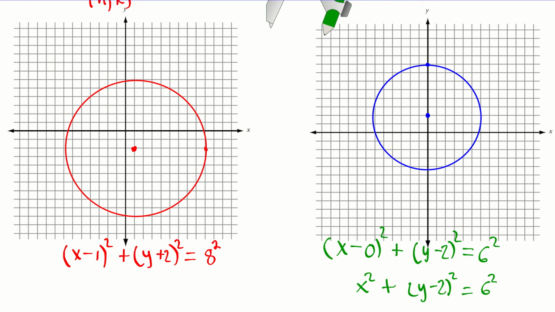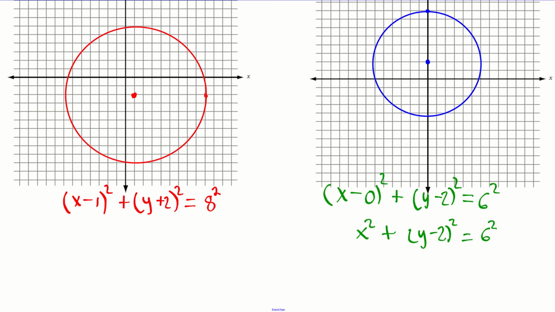One of the things to keep in mind is that the radius is the square root of the number after that equal sign. So here, the radius is not 64, the radius is 8. In example B, the radius is not 36, the radius is 6. So keep that in mind as you move on to the problem set.